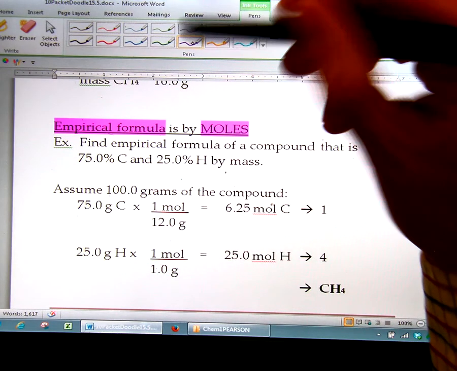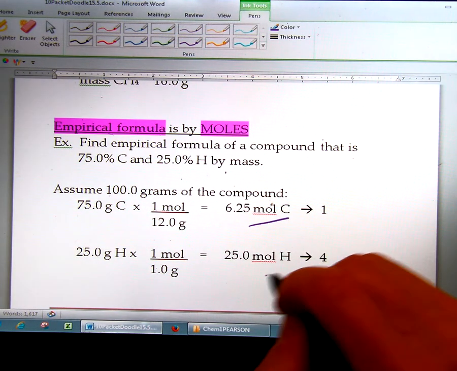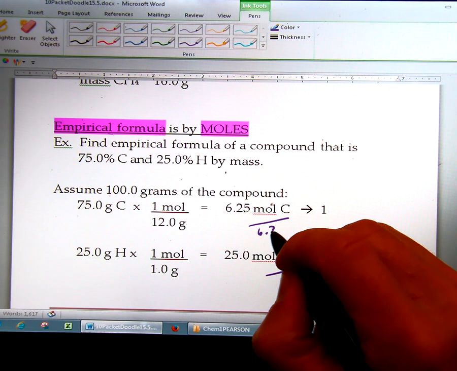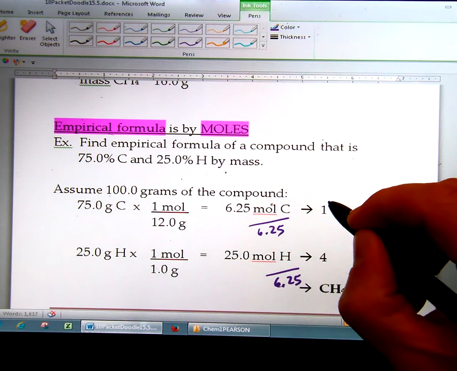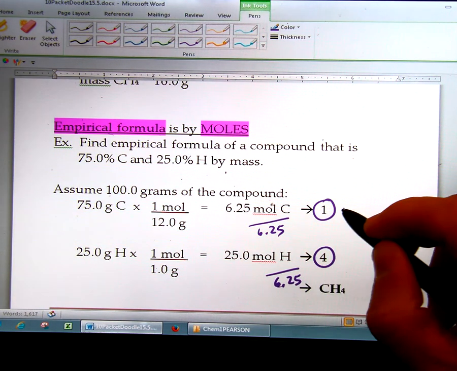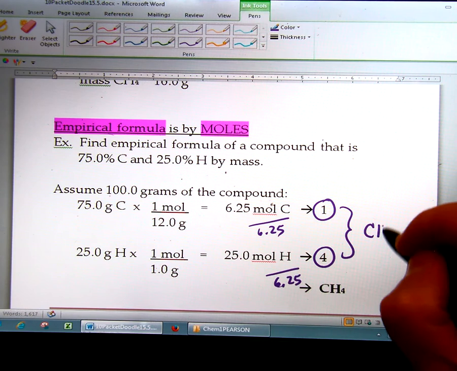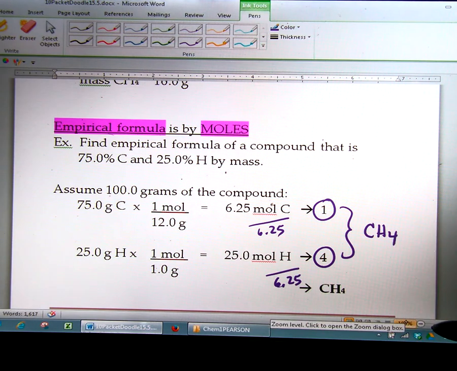So you just take the smallest out of these two numbers, which is 6.25, and divide, and this is going to be a 1 to 4 ratio. So that would tell you that it's a CH4 formula, which makes sense because that's what we originally had from the first part of this problem.